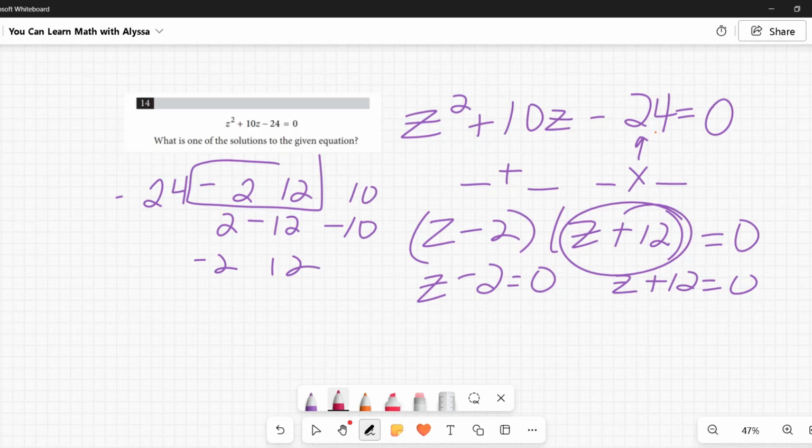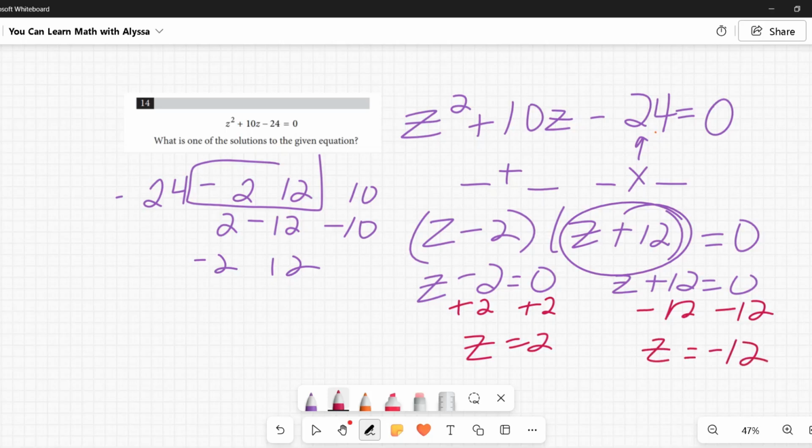So here, z minus 2 equals 0. To solve, we add 2 to both sides, and we get z equals 2. Here we subtract 12 from both sides, because we're undoing what's been done to z. So we're just going to get z on the left and negative 12 on the right.